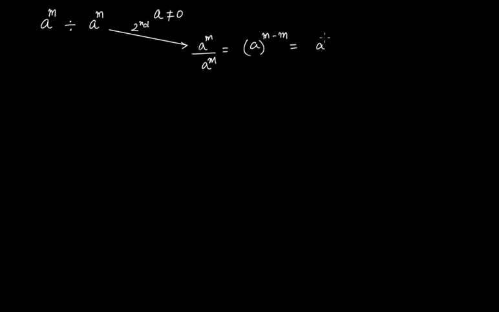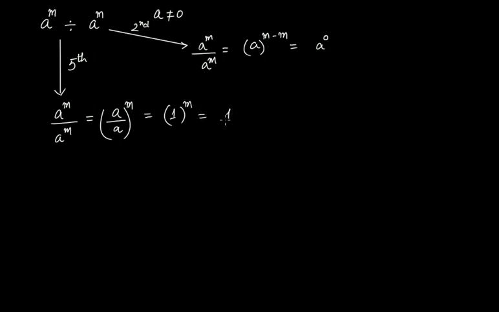So this gives you a having the exponent 0. And if you follow the fifth law of exponents, this is a to the mth power, and this becomes a divided by a and the exponent. So this gives you 1 to the mth power, this gives you 1. This has to be equal to this one. So a to the exponent 0 is equal to 1, and a should not be equal to 0.